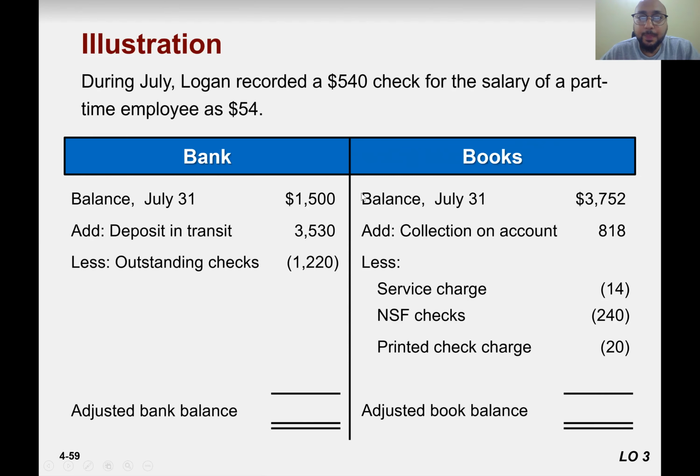And now, during July, Logan recorded a $540 check. The check was worth $540. So he wrote down the check clearly, no mistake. But when he was recording the check on the book side, he made an error. He wrote down 54. So is this a mistake on the book balance side or the bank balance side? Book balance. Well done. Because Logan did that, and Logan belongs to managing the book records.